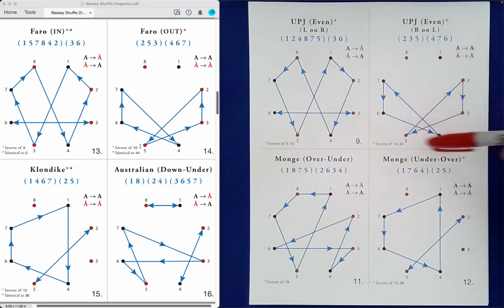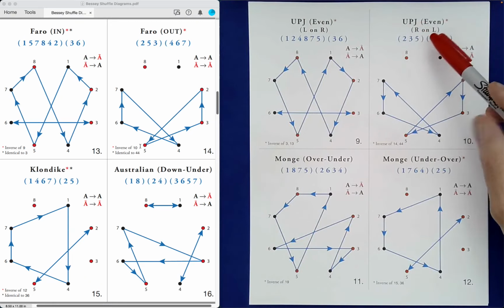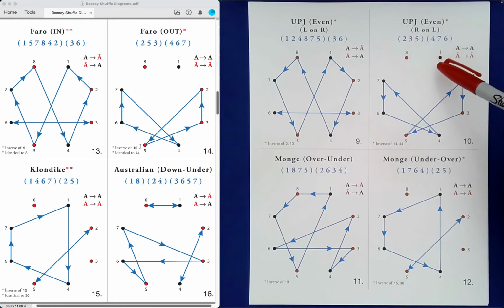The same thing is true for performing the even up jog first with right on left, followed by the FARO out. It will reset the packet to its original order. And the FARO out is identical to shuffle 44, which is coming up later in the series.